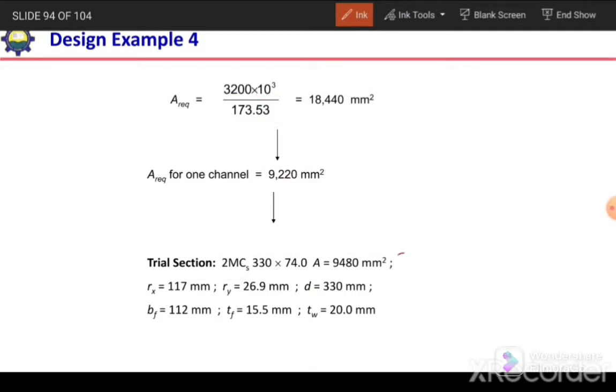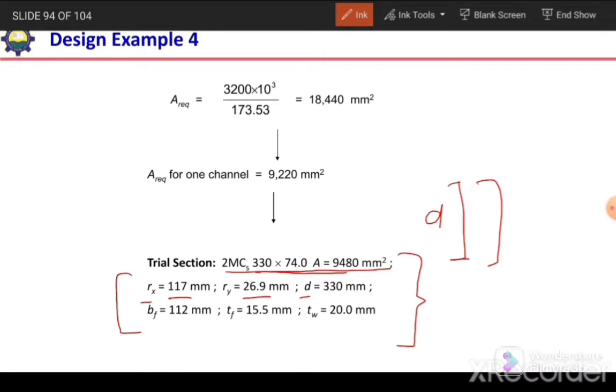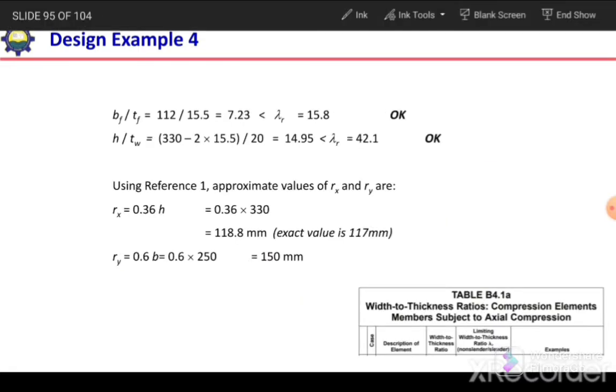We have done this practice many times, how we can select the section from the properties table. So I will directly go to the selection of this table and the properties from the design aid manual. From that properties table we can select the properties for this channel section: rx 117, ry 26.9, d, meaning depth of the channel section, 330 millimeter, bf flange width 112 millimeter, thickness of flange 15.5 millimeter, and thickness of web 20 millimeter. So these properties will be used for further calculations.